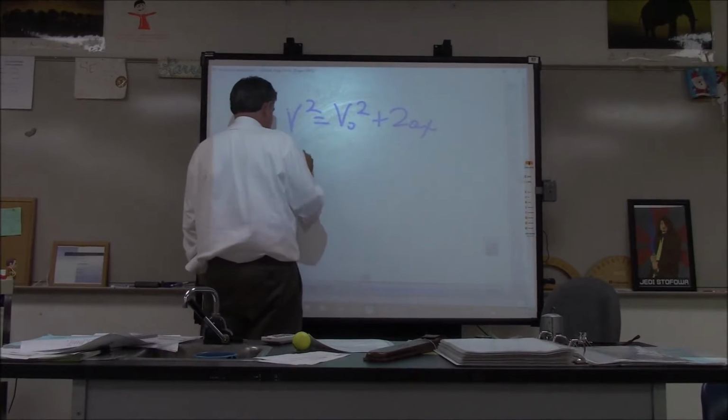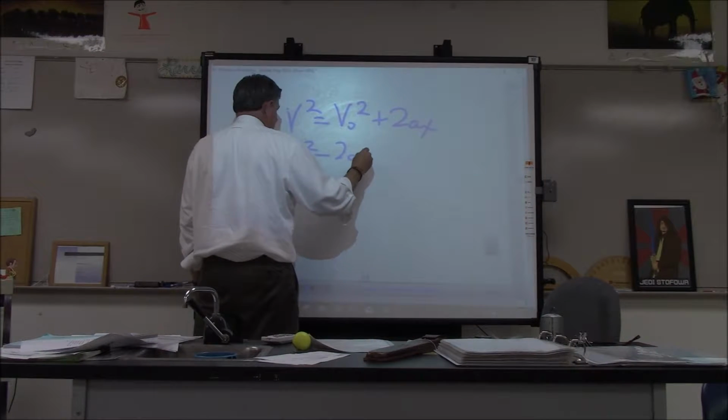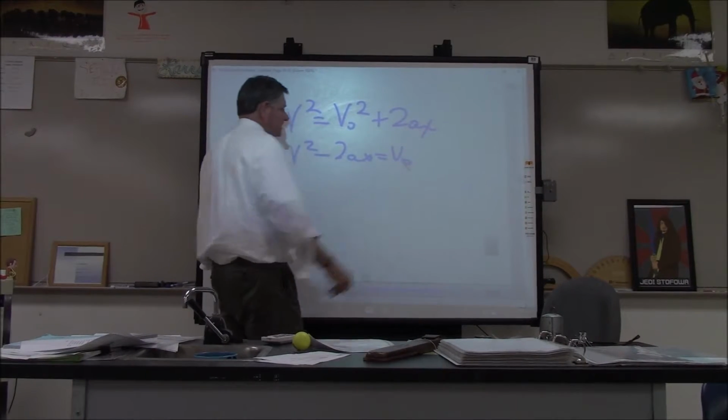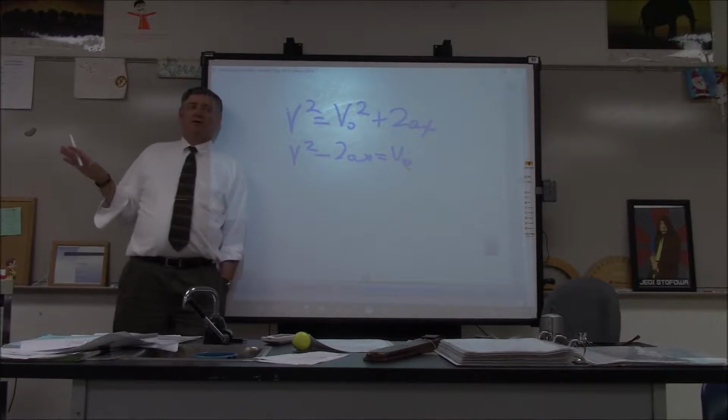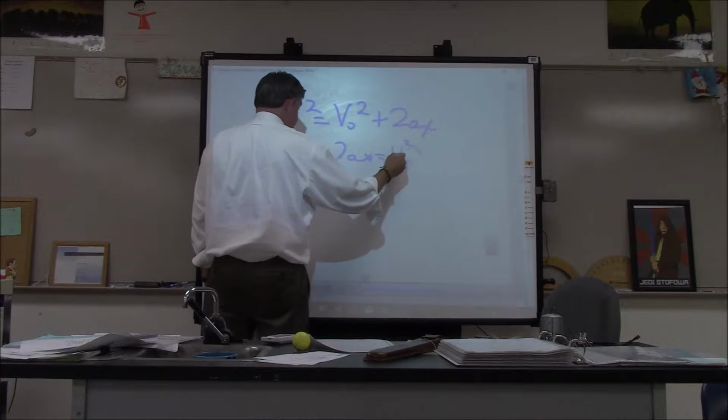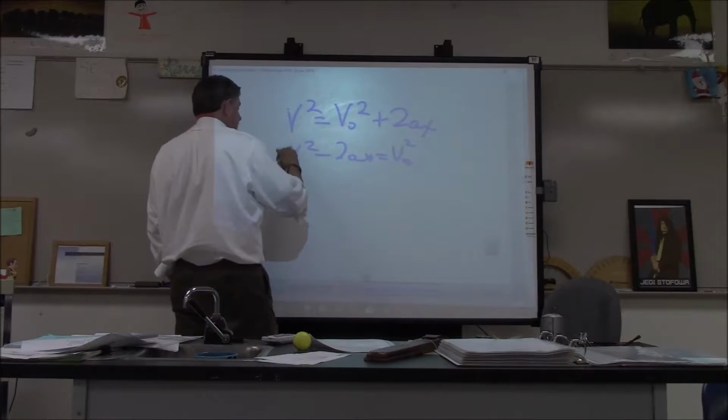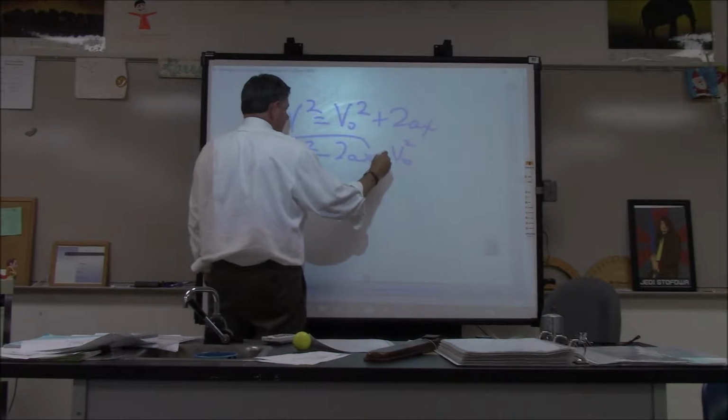Subtract 2ax, right? Equals V naught. Everybody cool with that? V naught squared. And that's squared, so then I'm going to square root both sides, okay?